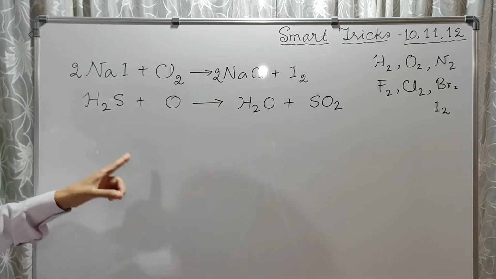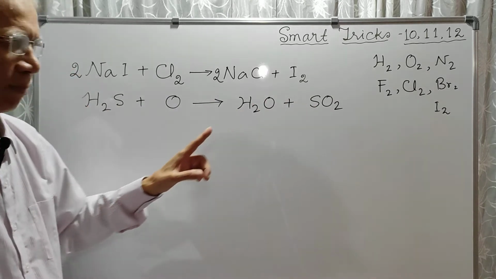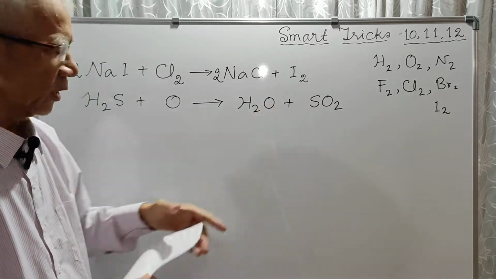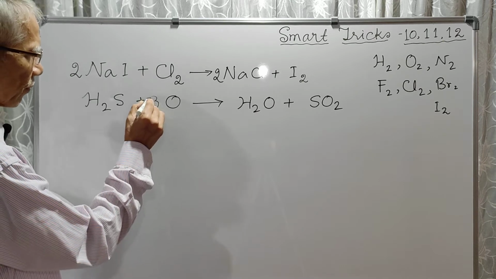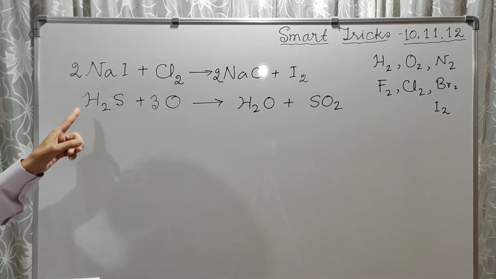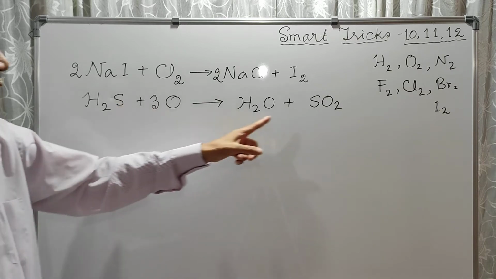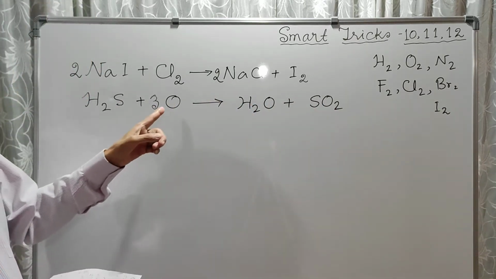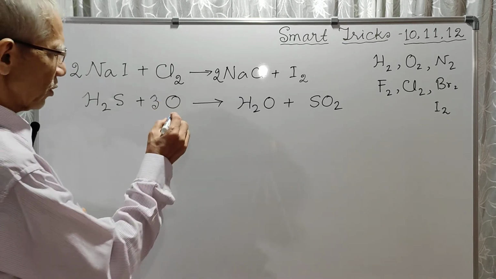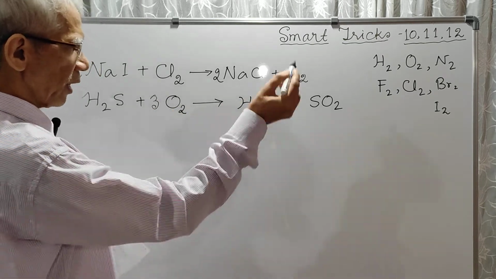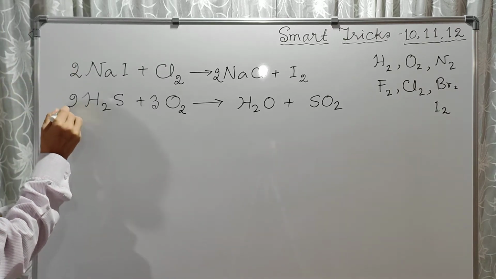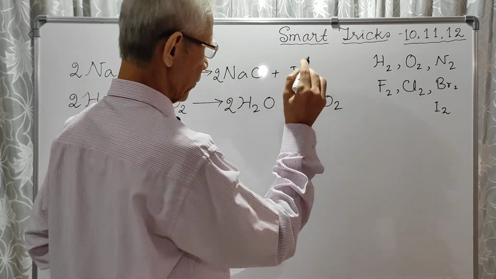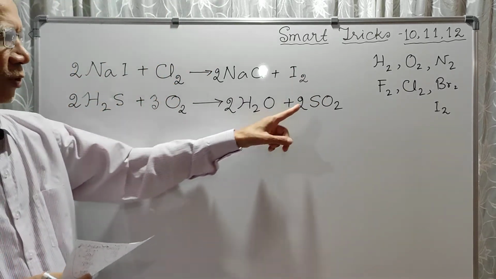H2, H2 balanced. S1, S1 balanced. O1 but O3, 2 plus 1, 3, you see, therefore you put a 3 here. So now it is balanced. Hydrogen 2, sulfur 1, oxygen 3, oxygen 2 plus 1, 3. But we cannot ignore this 2, so we must bring it back. So bring this 2 back and double others. So this is 1, double, make it 2. This is 1, double, make it 2. This is 1, double, make it 2. That means 2, 3, 2, 3, 2, 2.